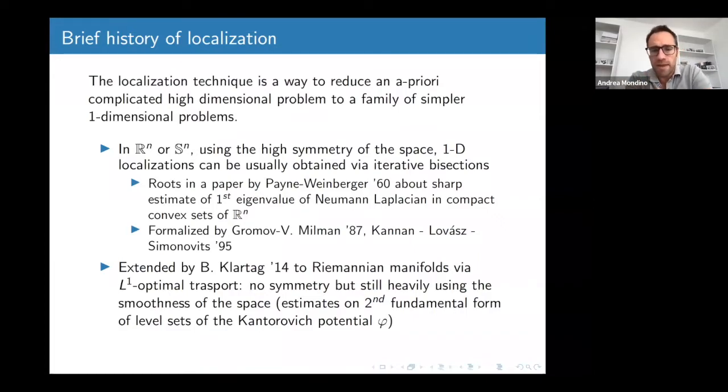Then there was a breakthrough by Boaz Klartag in 2014, who was able to generalize such a localization technique to Riemannian manifolds without any symmetry assumption, using L1 optimal transport. So his approach has the great advantage of not assuming symmetry, but still uses the smoothness of the space, because basically he's using L1 optimal transport to partition the space in geodesics.